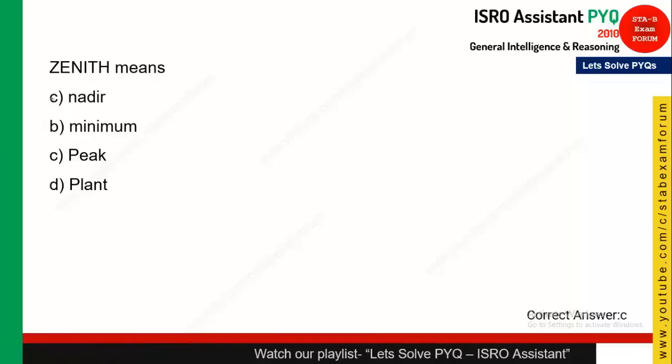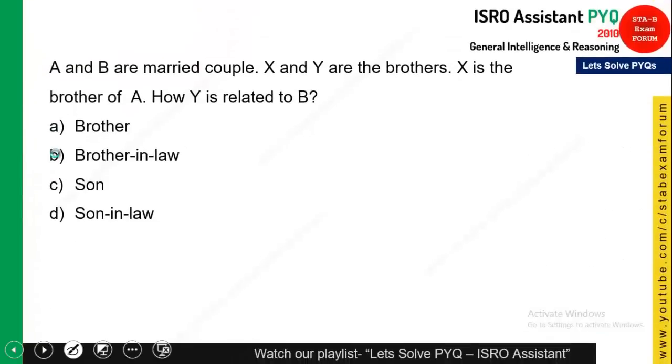Zenith means peak, as you know, and the opposite of zenith is nadir, which is the lowest point. So the correct answer for this question is peak. Let's see the next question. It is from the blood relation.